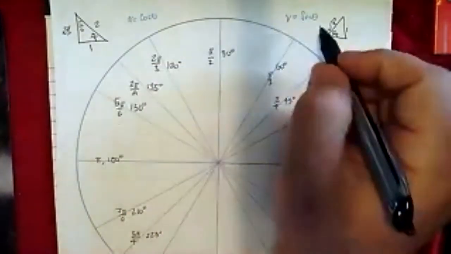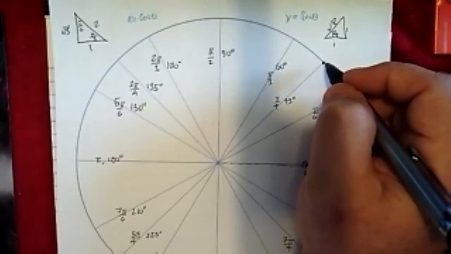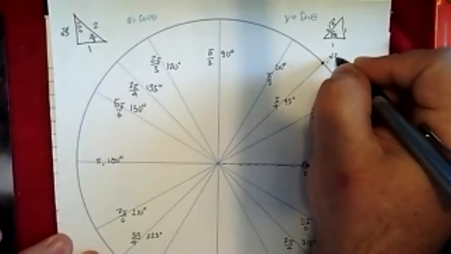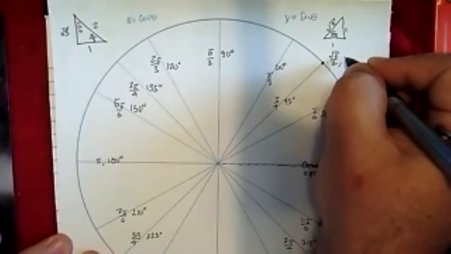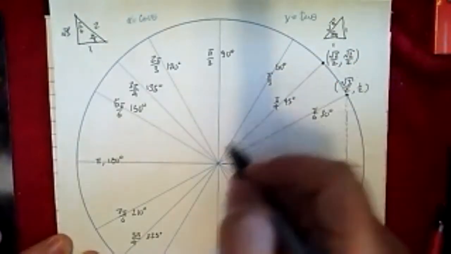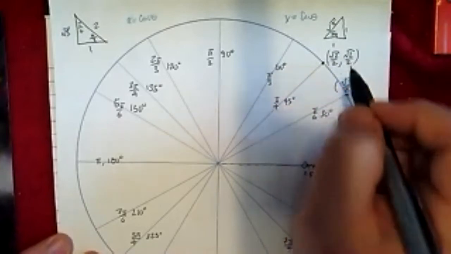And of course, cosine of 45, as is the sine of 45, is 1 over the square root of 2. But we call that square root of 2 over 2. So it should be the square root of 2 over 2, comma, square root of 2 over 2. And of course, that's also on the line y equals x. So you'd expect that to be exactly y equals x.